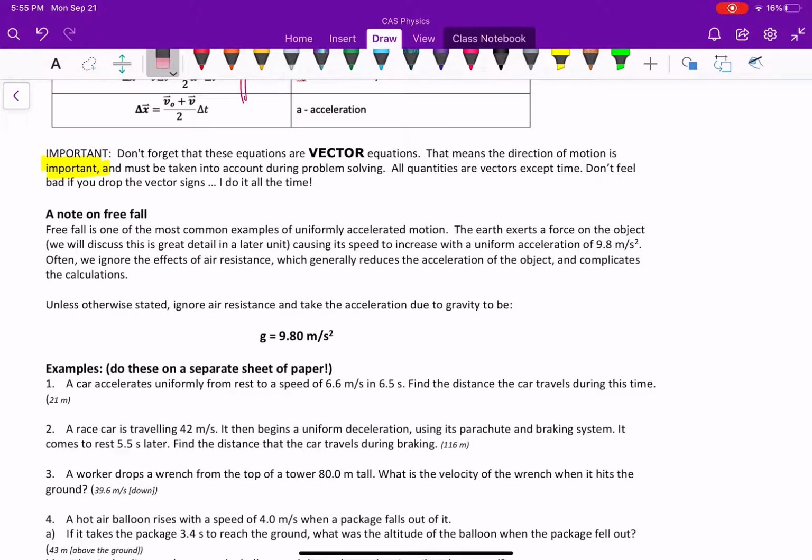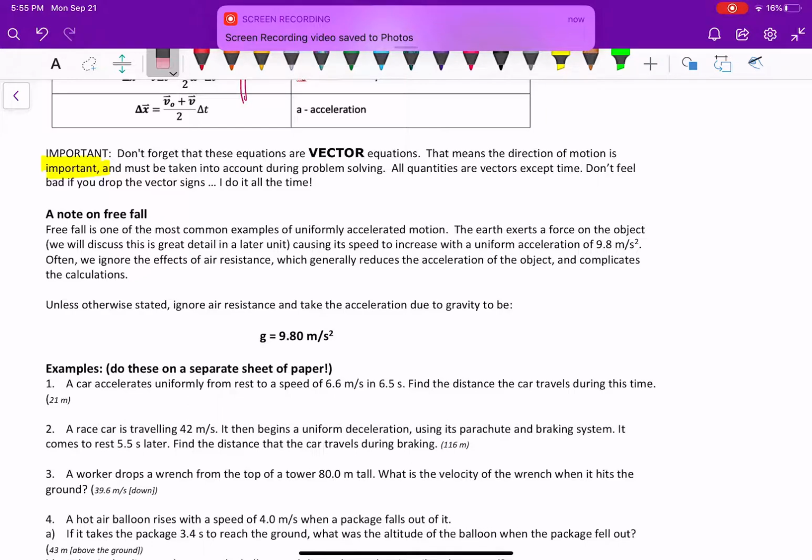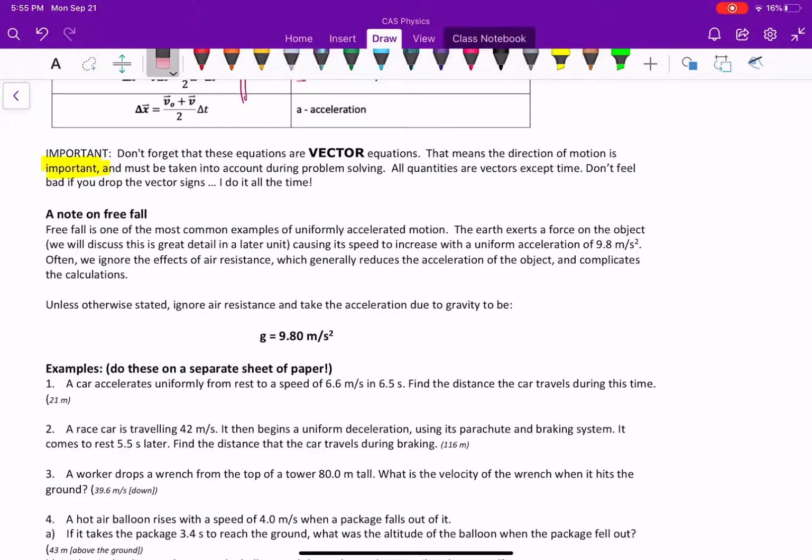So, a note on free fall. We will get into more detail about it later, but free fall is a perfect example of uniformly accelerated motion. When something falls to the earth, it increases its speed at a uniform rate, and that rate is 9.8 meters per second squared. We often ignore air resistance, which sometimes reduces the acceleration, but unless otherwise stated, we assume that if something is falling through the air, it's doing so at a rate of 9.8 meters per second squared.